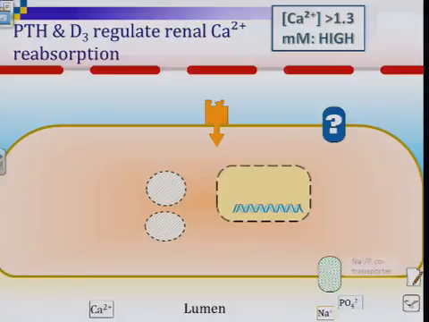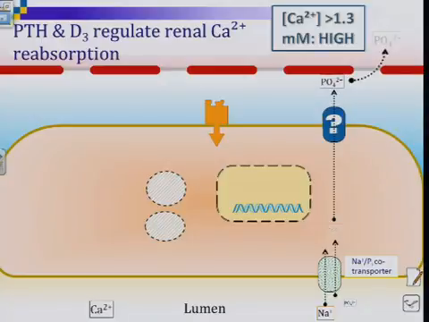Okay, so when calcium is high, there's a sodium phosphate cotransporter that reabsorbs phosphate, and then through mechanisms that are unknown, it gets into the extracellular fluid and keeps phosphate concentrations high in the bloodstream.